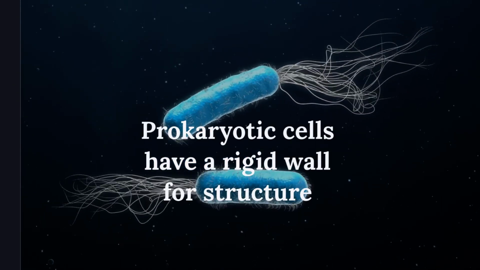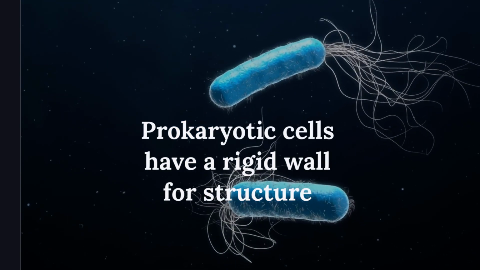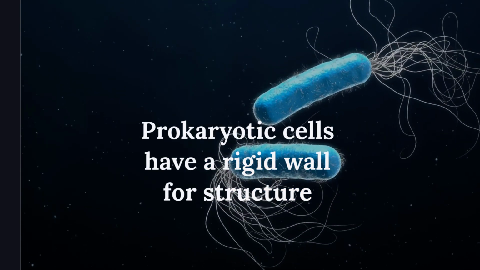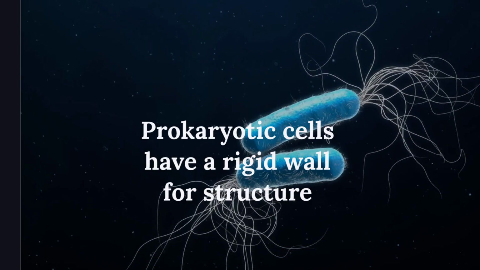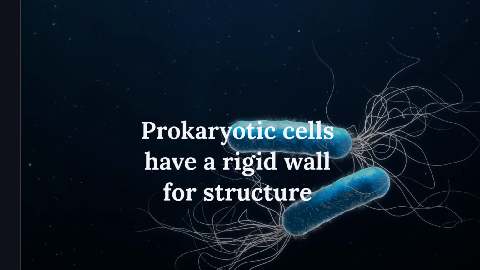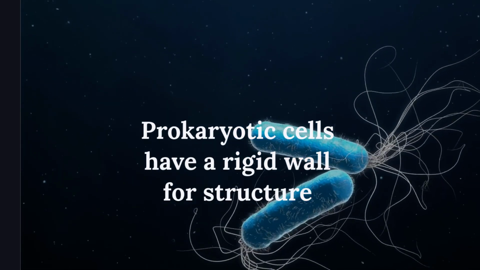Prokaryotic cells have several defining features. They possess a rigid cell wall for structure and protection. Their ribosomes are smaller, aiding in protein synthesis. Plasmids carry additional genetic information. Some prokaryotes have flagella or pili for movement and attachment.